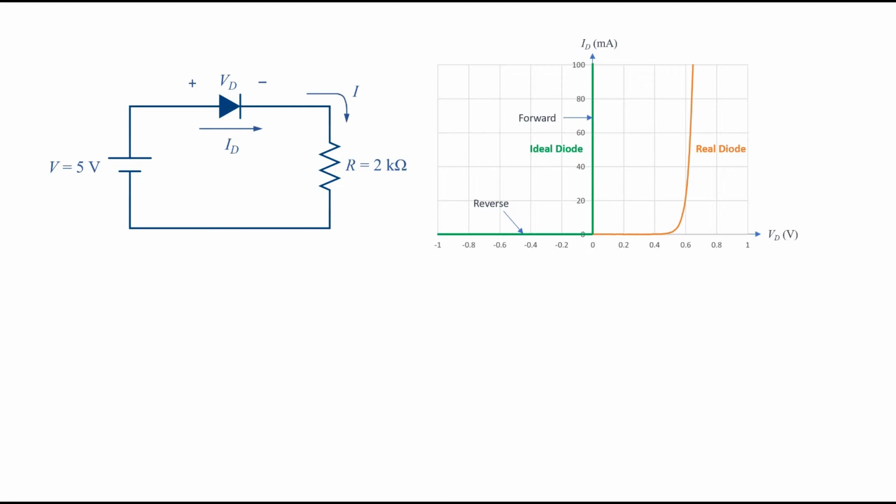Now let's calculate the current in this circuit. First, we need to find out if the diode is in forward bias or in reverse bias. The positive side of the battery is connected to the anode of the diode, and the cathode is connected to the negative side of the battery through the resistor R. Therefore, the current goes from the positive side to the negative side, and it is in direction of anode to cathode, and the diode is in forward bias. The arrow shape of the diode shows the direction that the diode conducts the current.